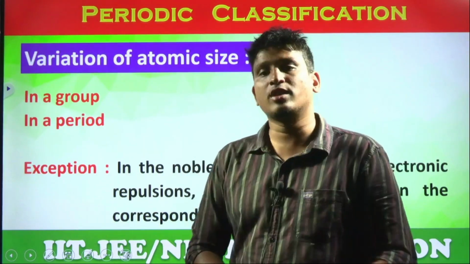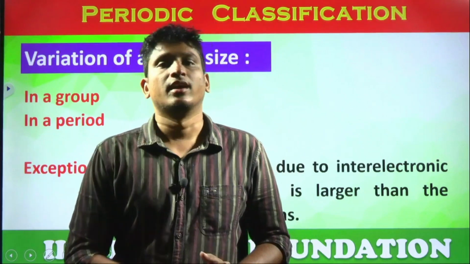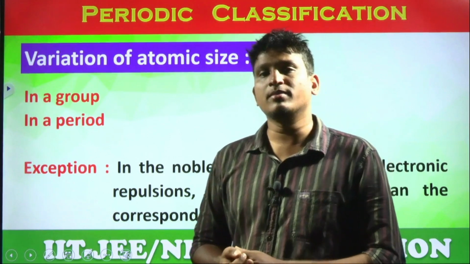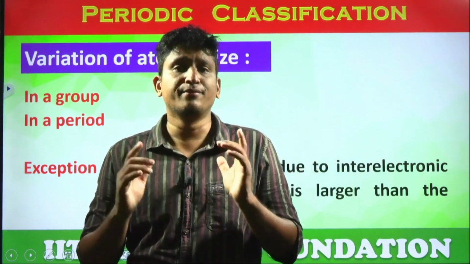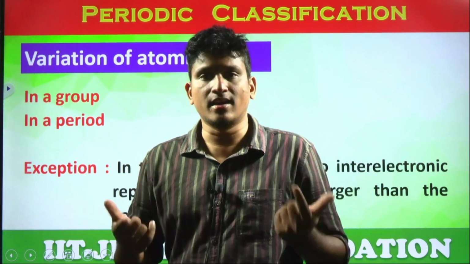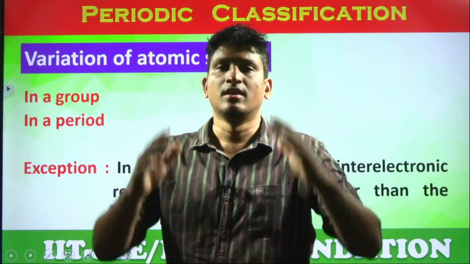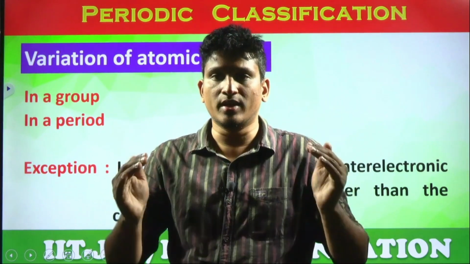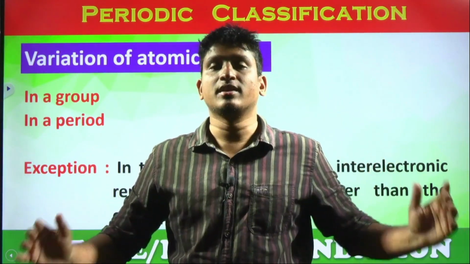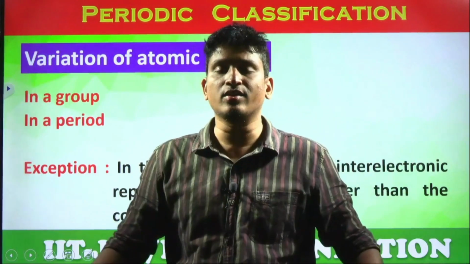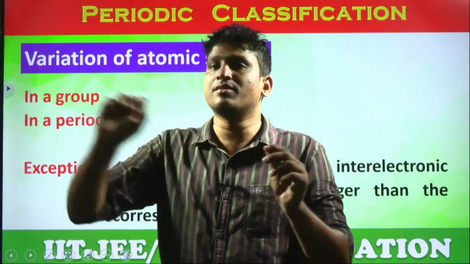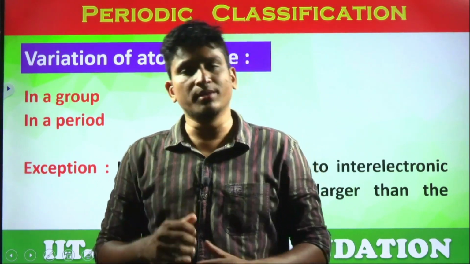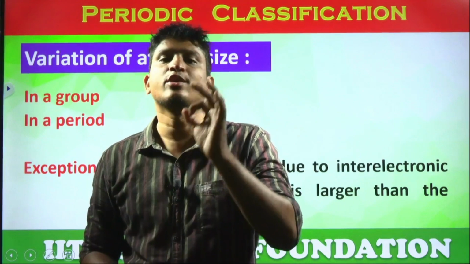Next, variation of atomic size in groups, periods and exceptions. Groups, top to bottom. What happens to the atomic size, students? Top to bottom, every time a new shell is getting added. For example, let us take the first group elements. Hydrogen 1s1, next lithium 2s1, next sodium 3s1, next potassium 4s1. Every time, what is happening? A new shell is getting added or not? That means the distance from the nucleus to the valence shell is increasing or decreasing? Increases. In groups top to bottom, atomic size increases, atomic radius increases.